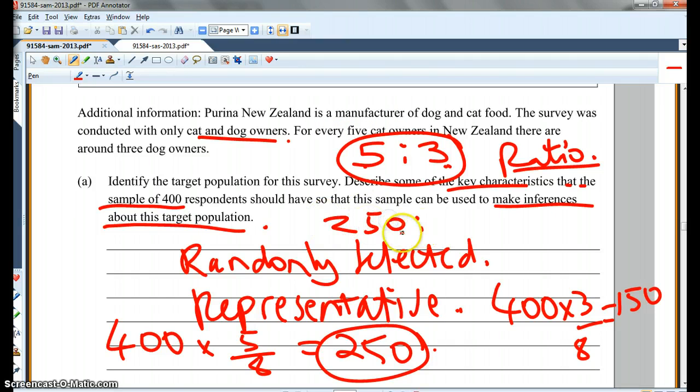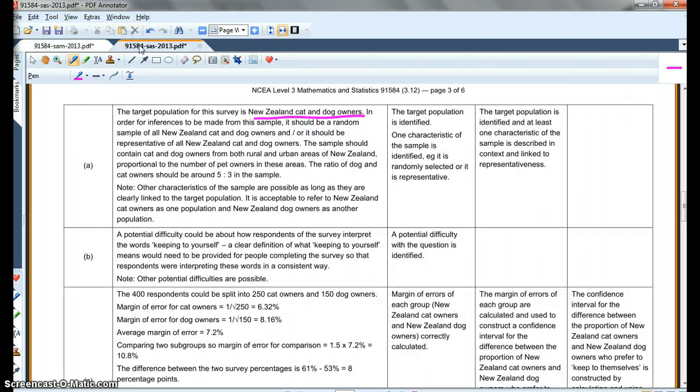So 250 to 150. I should have 250 cat owners and 150 dog owners if I was to get it properly representative. Going back here, the ratio of dog and cat owners should be around 5 to 3 in the sample. So that's what I was on about. Okay, now there's more things to think about here.